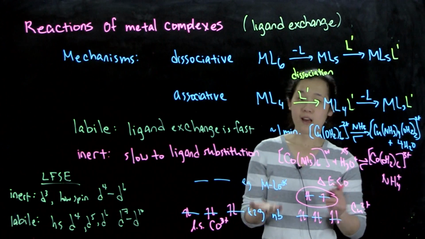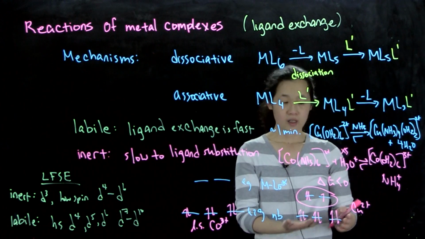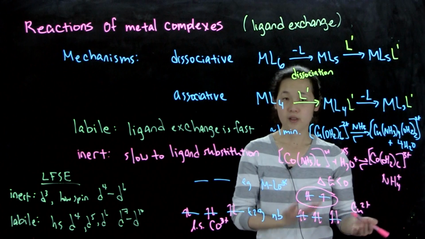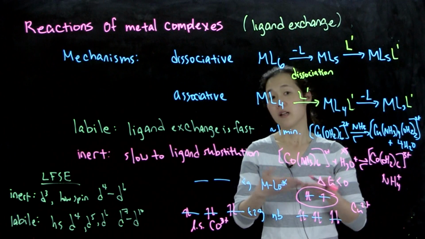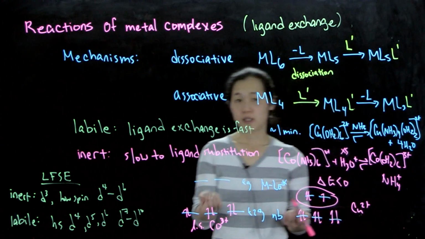On the other hand, if we have pi or pi star ligands, like pi donors or pi acceptors, that might also affect the occupation of the t2g when we're thinking about the lability or the inertness of those ligands.